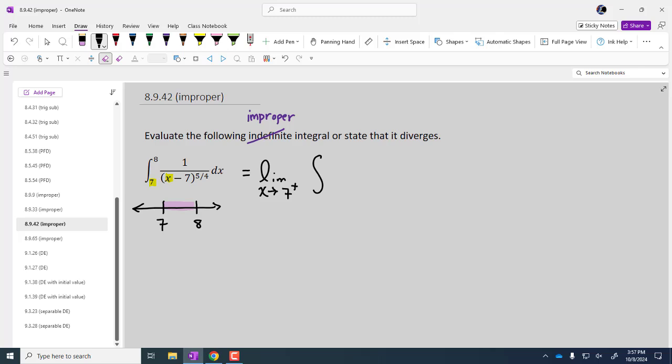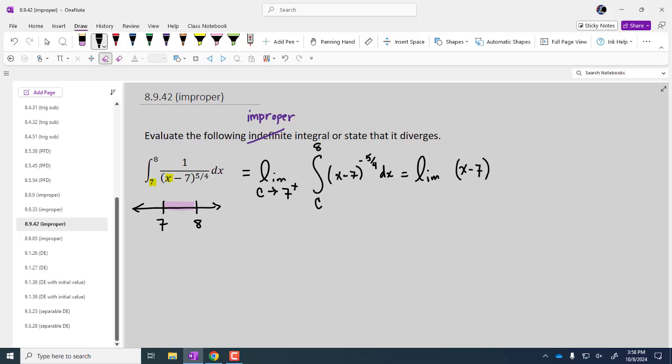And so this, oh, and I used an x. Usually this book will use a c for these vertical ones. So we're going to go from c to 8. And let's go ahead and move that quantity up to the numerator. So (x minus 7) to the negative 5/4 power dx. So do not forget the limit symbol. How much will you talk if we forget the limit symbol? At least one. Maybe more.